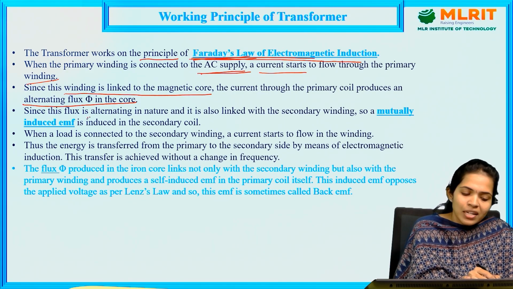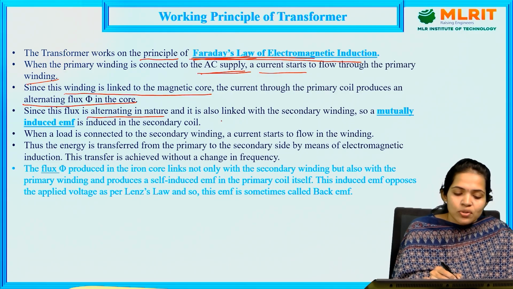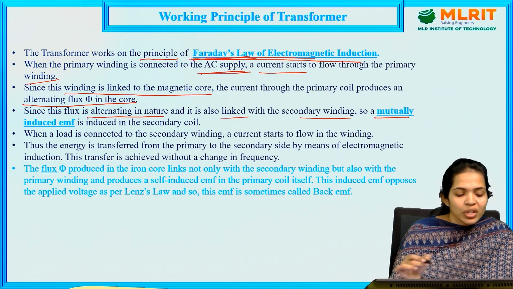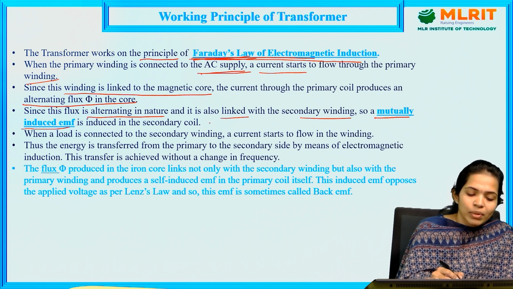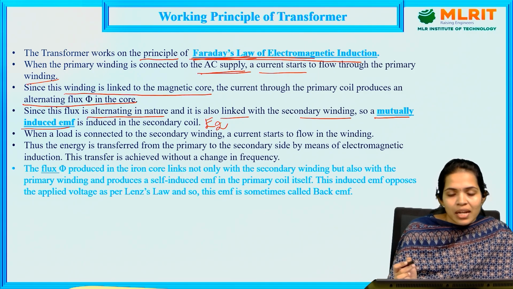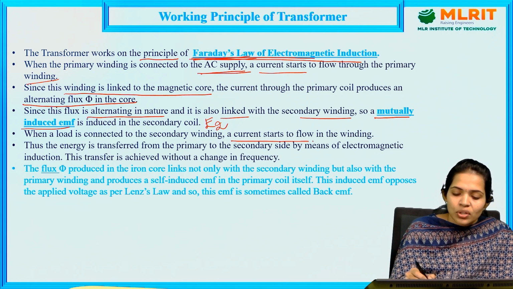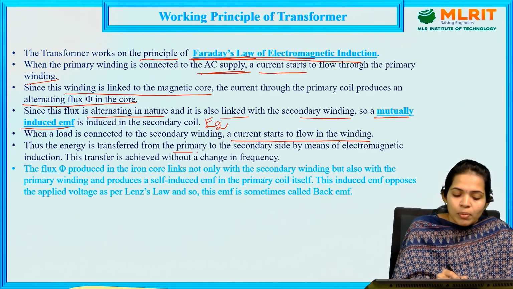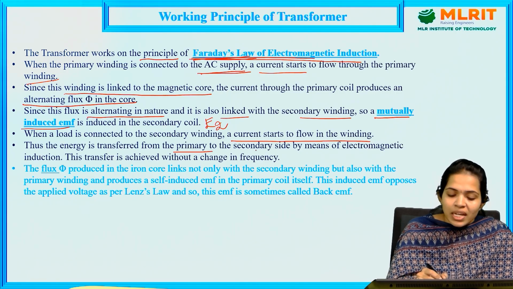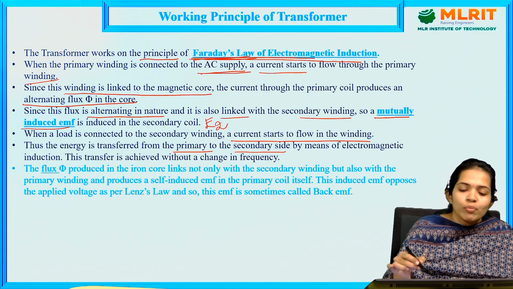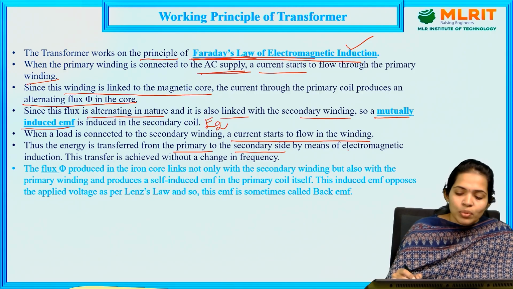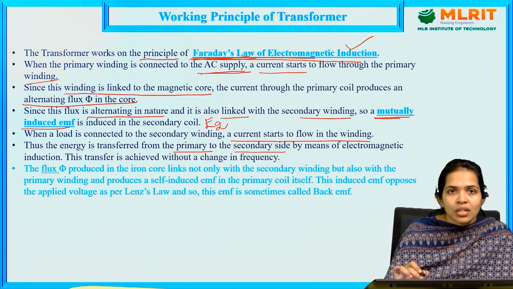So this flux, as it is of an alternating nature, is also linked to the secondary winding of the transformer. So here we can see mutually induced EMF, that is nothing but E2 in the secondary part of the transformer. So when the load is connected to this secondary part of the transformer, then a current starts flowing through that winding. So in this way, energy is transferred from the primary side of the transformer to the secondary side of the transformer with the help of Faraday's laws of electromagnetic induction principle. And also we can say that there is a mutual induction happening between the primary circuit and secondary circuit of the transformer.